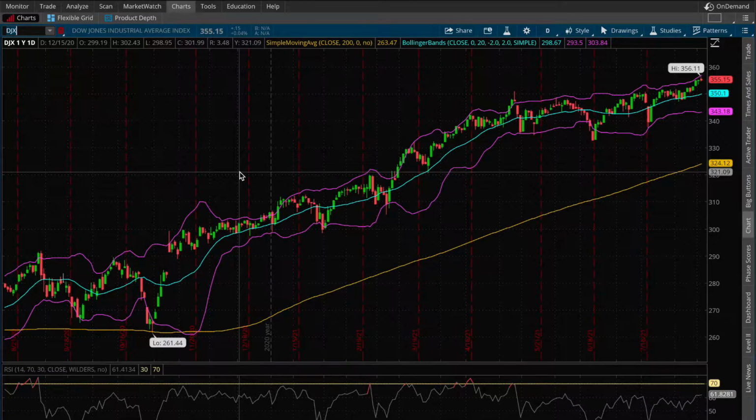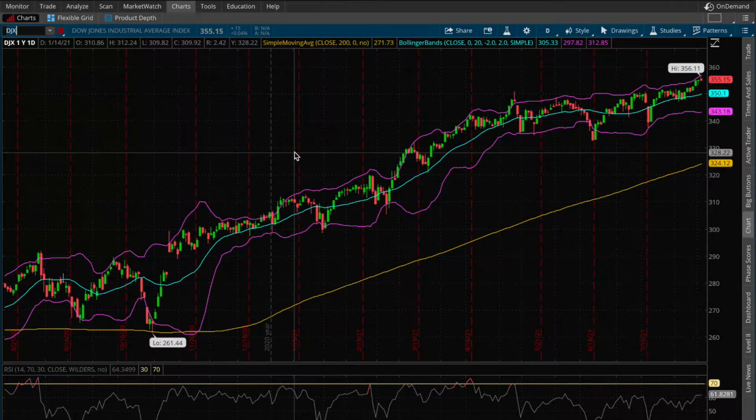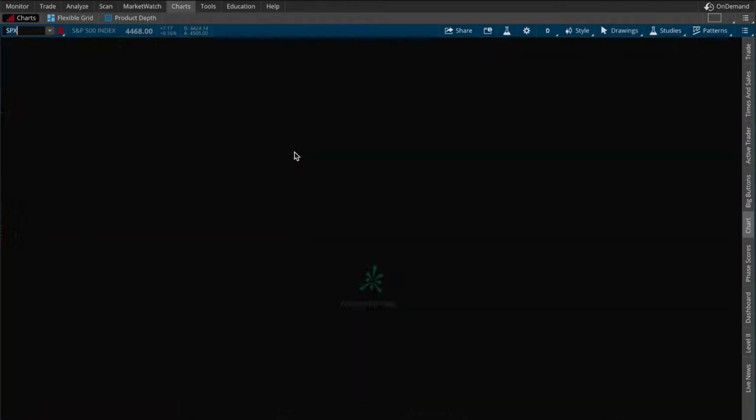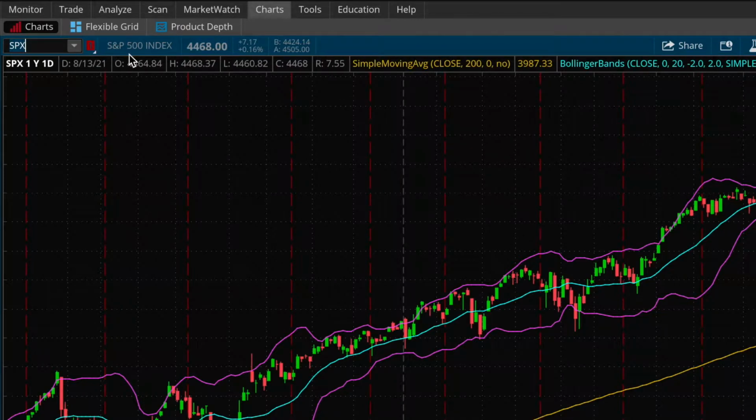And this index does contain stocks in a very well diversified arrangement. So it'll have some stocks in the technology space, other stocks in the industrial space, some stocks in financials, etc. Now, the one downside of using this index is it only contains 30 stocks. So if you want an even bigger list, then you can go to SPX. This is the S&P 500 index.